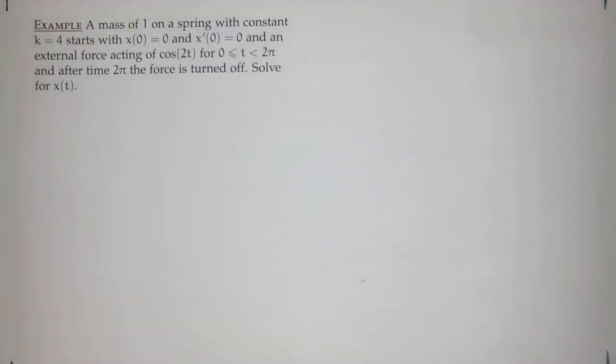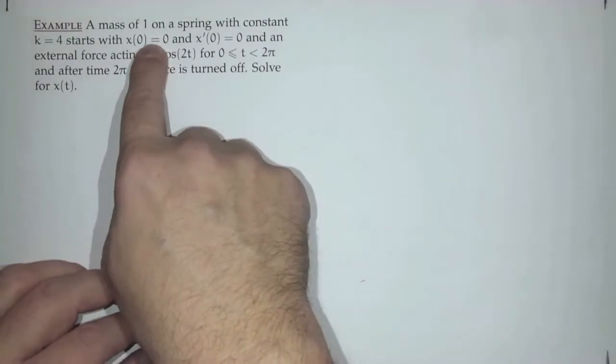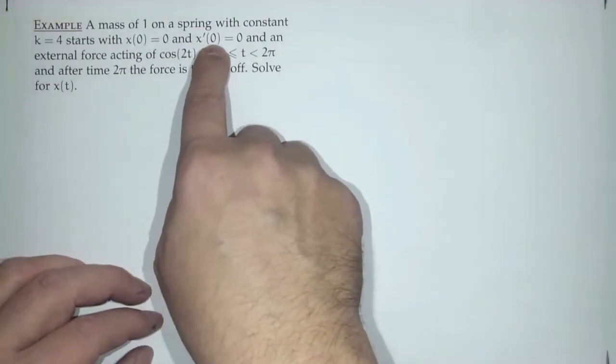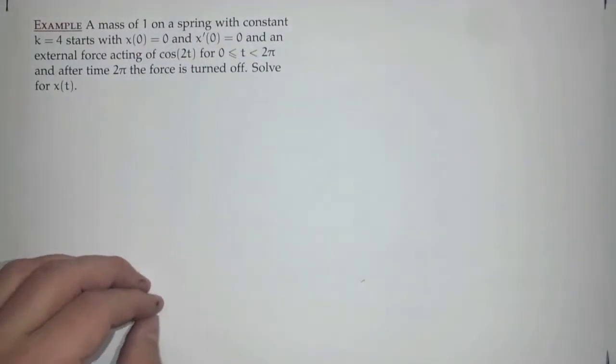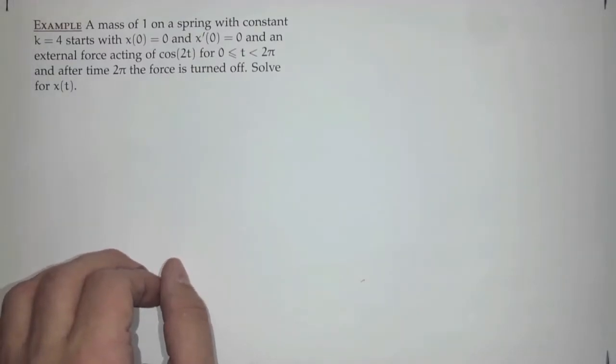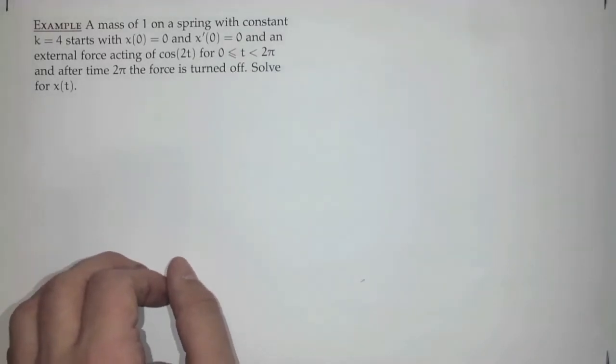Slightly different setting. Still have a mass of 1. Still have a spring constant of 4. But now, we have our spring starting at 0 and derivative is 0. So what does that tell you about the spring initially? It's at rest, right? It's not moving up and down. It likes where it is.